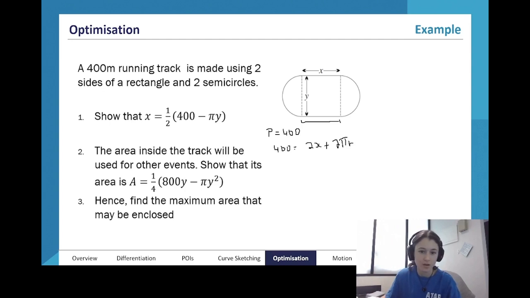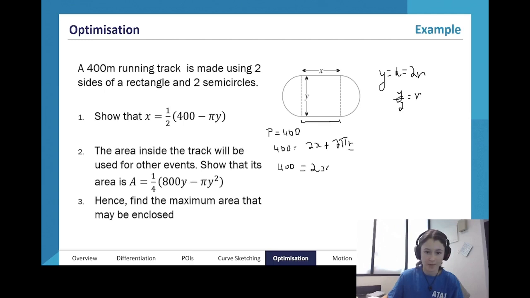And now what you might notice is that we can express this r in terms of y, because y is equal to the diameter, which is equal to 2r, meaning that y on 2 is going to be equal to the radius. So we are going to have 400 equals 2x plus 2 pi times y on 2. So these two 2's are going to cancel out.